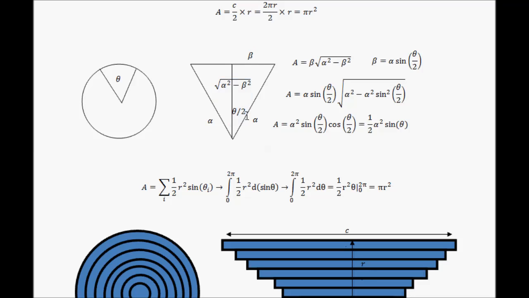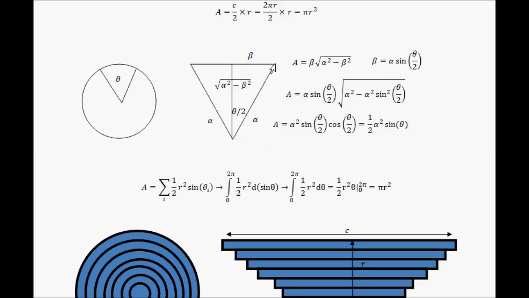You can see that this is made of two right-angled triangles. So the Pythagorean theorem says that alpha squared is equal to beta squared plus this thing squared, where alpha is the hypotenuse. So this side has to be the square root of alpha squared minus beta squared. Okay, so what is the area of this triangle?